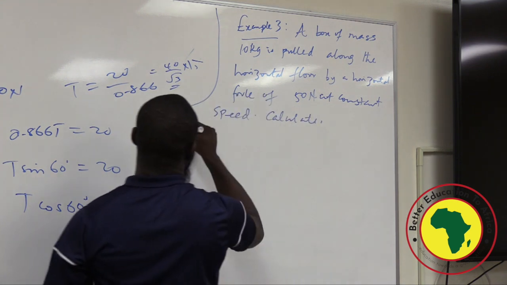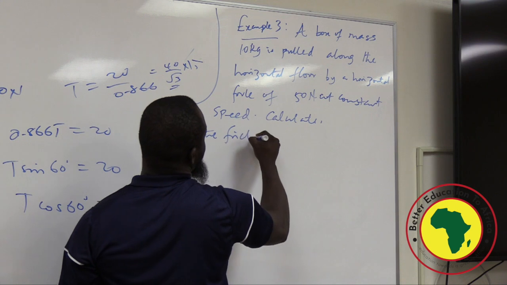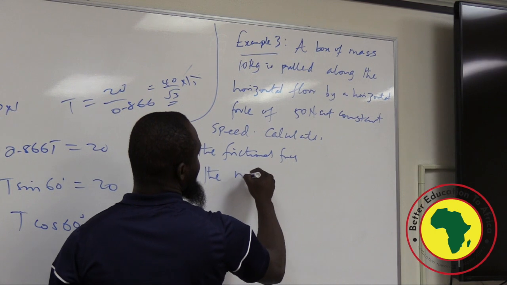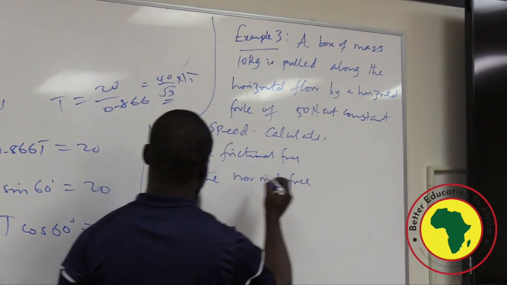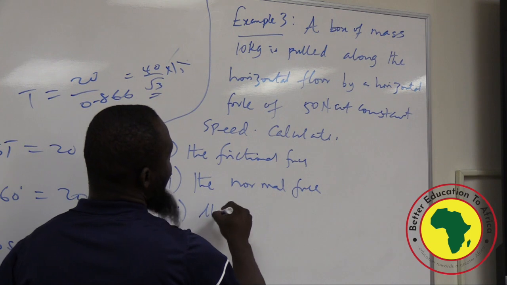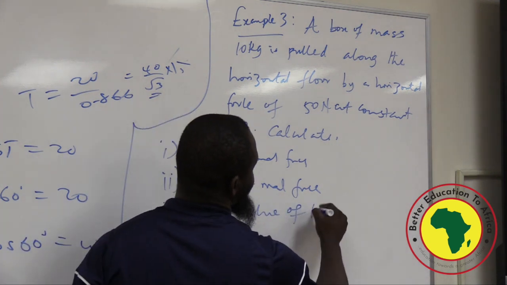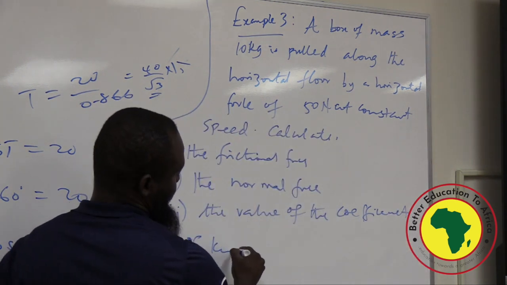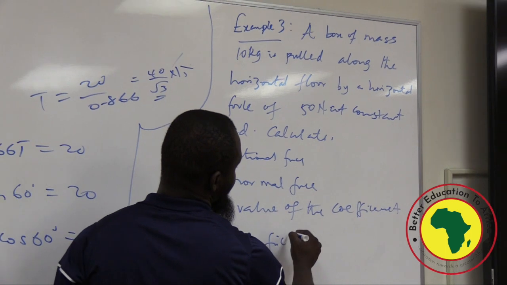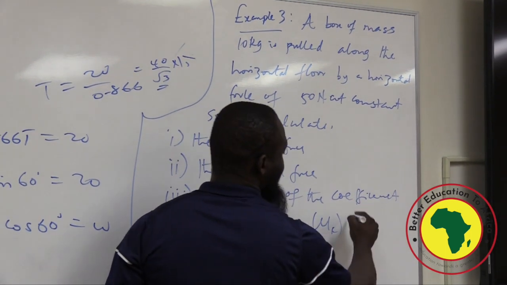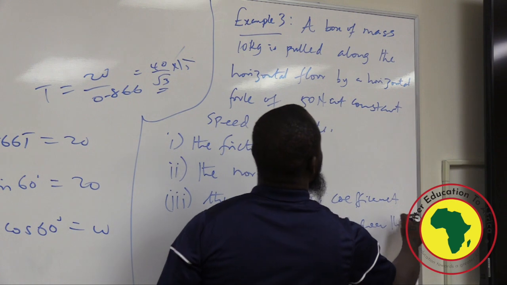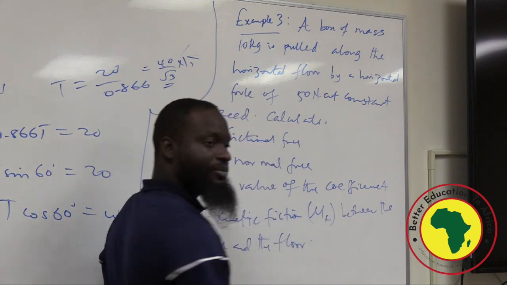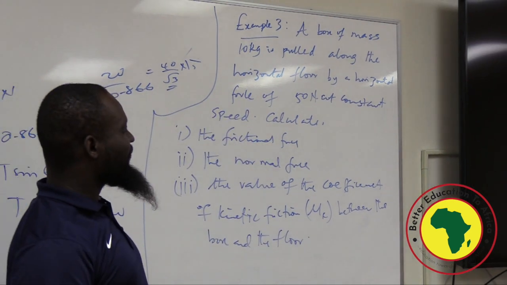Calculate: 1. The frictional force. 2. The normal force. 3. The value of the coefficient of kinetic friction, mu K, between the box and the floor. Next time I'm just going to say calculate mu K. You know what it means, okay? The coefficient of kinetic friction between the box and the floor.